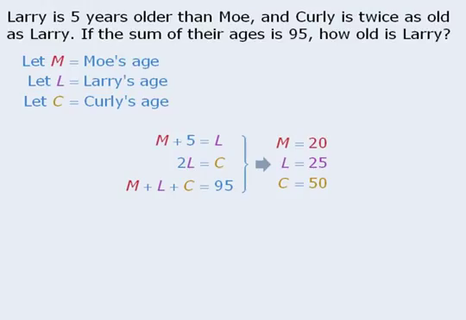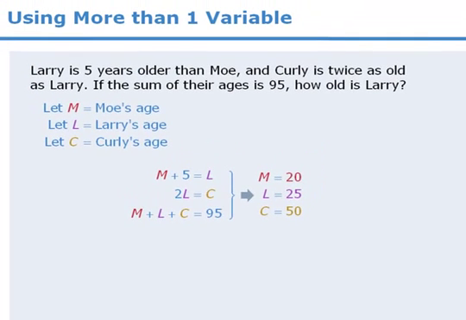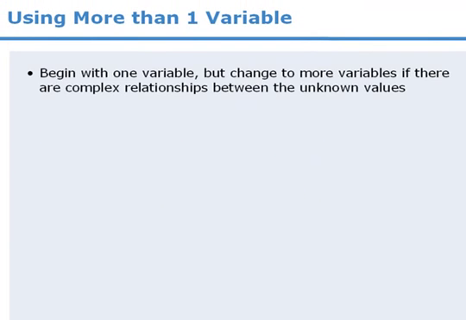The point of these examples is to show that we can solve word problems using one variable or more than one variable. However, when we use more than one variable, it's possible that it will take longer to solve the resulting system of equations. So as a general guideline for solving word problems using an algebraic approach, it's a good idea to begin with one variable in mind, but if the relationships between the unknown values are complex, you should consider switching to more than one variable. Just remember that if you assign n different variables, you will need to write n different equations in order to solve for each variable.